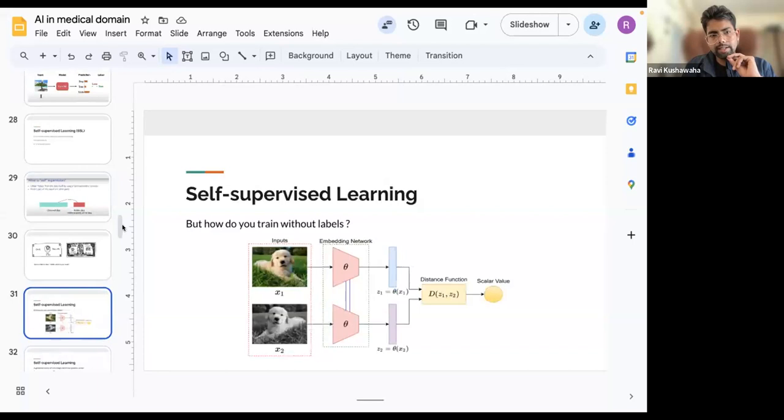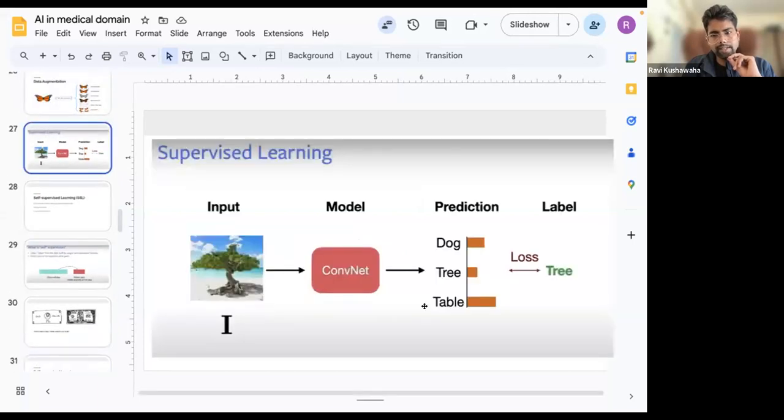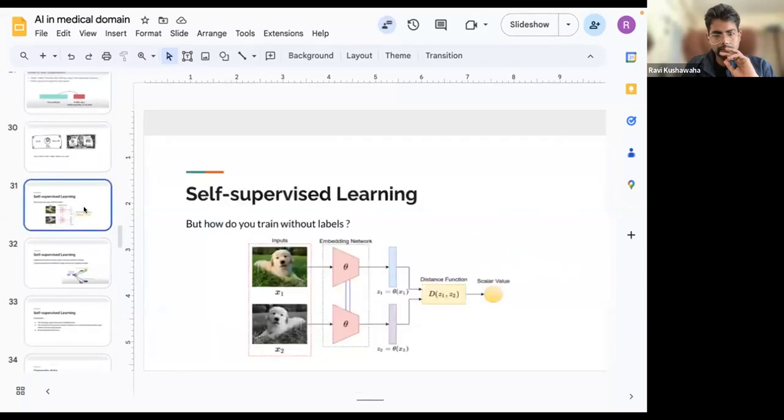Earlier in the tree example, we can see that there was a loss associated if the output of the neural network didn't predict tree as output, then we had a loss function. But what to do here in case where there is no label?